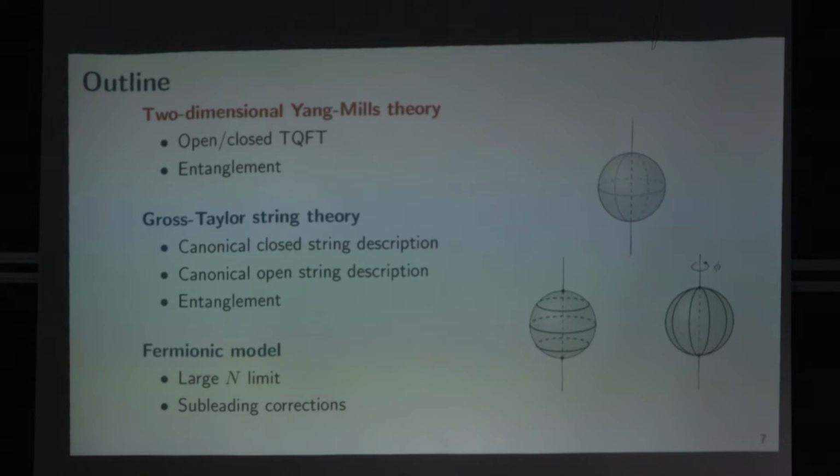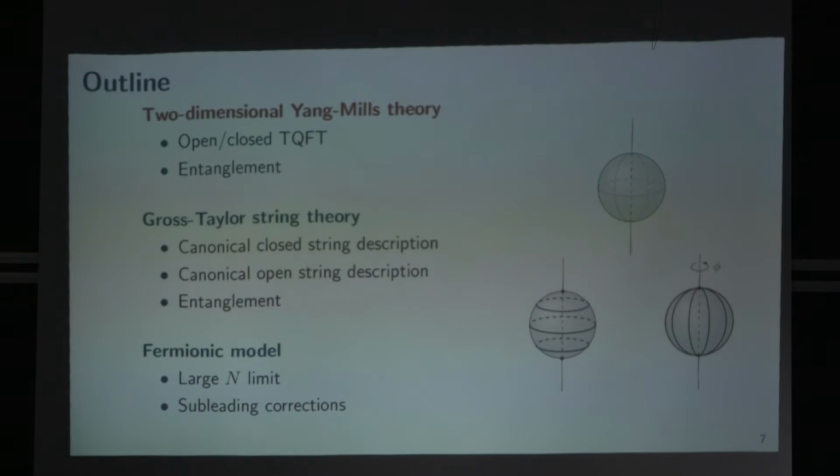And then I'm going to give the string theory description first as a sum over world sheets. And then in a canonical description, there's a way you can describe a canonical evolution of closed strings, and there's also an open string description, and how they're related, and then how one calculates entanglement in this picture.